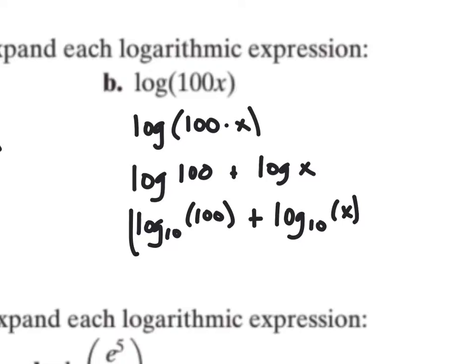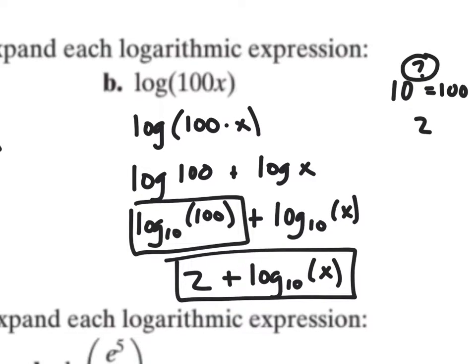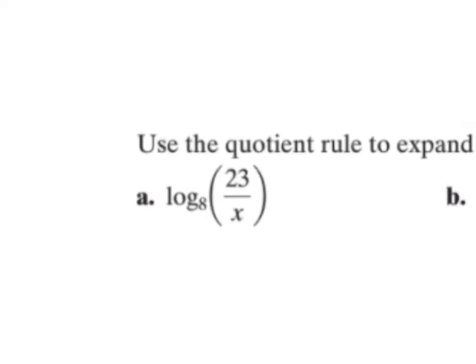Now if I look at log base 10 of 100, really what I'm looking at is 10 to the what power gives me 100. I can evaluate that. Remember, when we write a log, we're really just solving for this exponent here. And that exponent would be 2. So if I can evaluate a log, I'm going to. So 2 plus log base 10 of x is what we get. We're just expanding that out. These are equivalent statements.